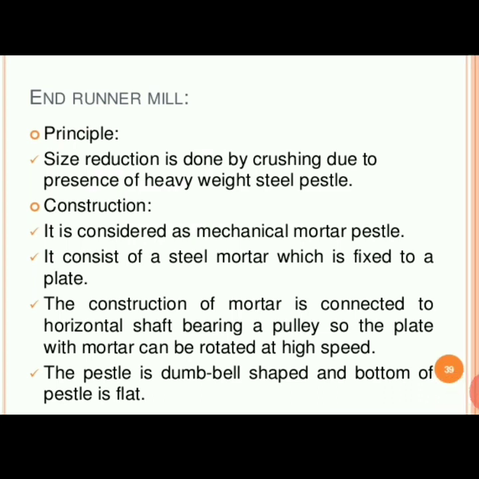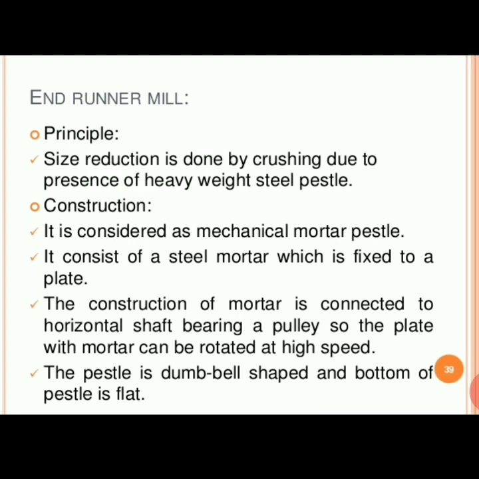Okay, the mill works like mortar and pestle. In mortar and pestle, the mortar produces impact as well as attrition, means compression towards the material, and gives proper size reduction. Like this, in the mill shearing stress is applied for proper size reduction.